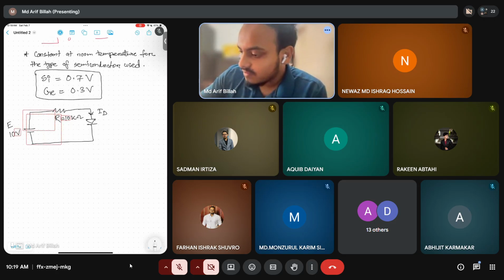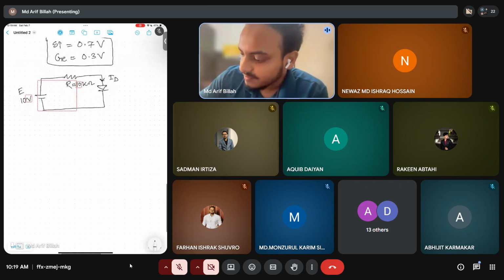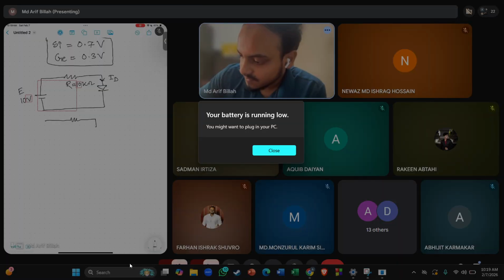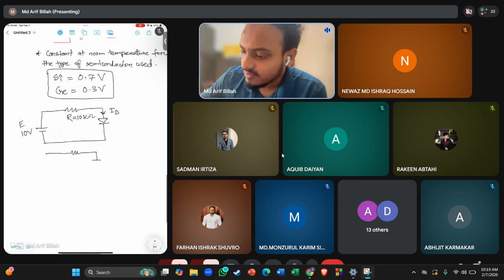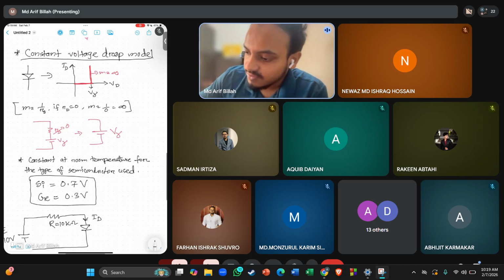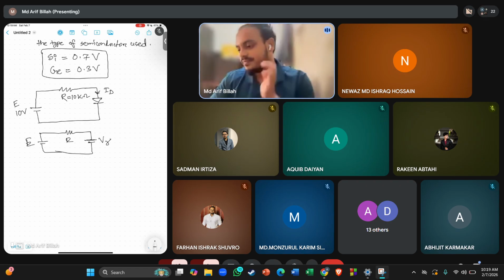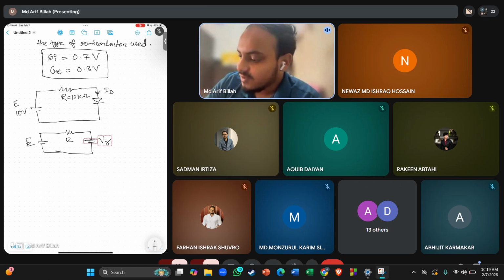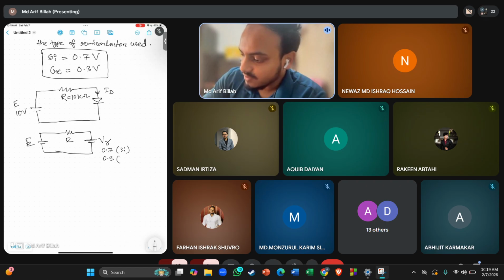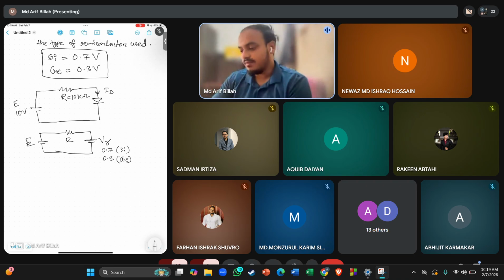আচ্ছা, তাহলে এখন এটার ইকুইভ্যালেন্ট সার্কিটটা কি হবে? For the assumption that it's a constant voltage drop model, the equivalent circuit is going to look like this, where you have E, R, and V gamma. So if the diode is made of silicon, you put 0.7 here for Si or 0.3 here for germanium. That's it, and you have the rest of the values here the same.